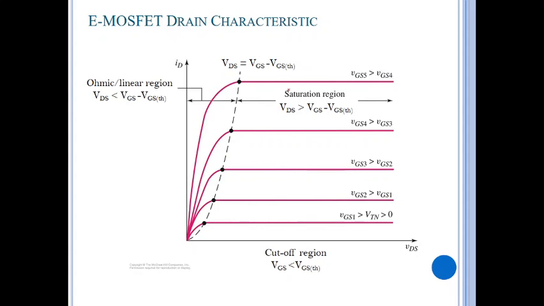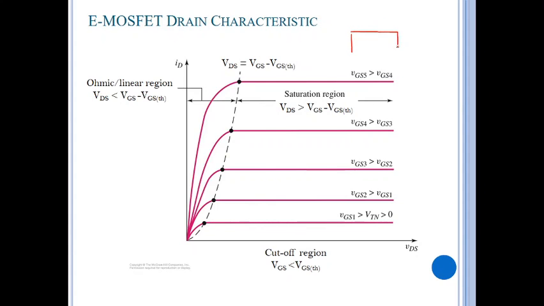Okay, next we discuss the current-voltage characteristic of the EMOSFET. The characteristic of the EMOSFET, we have two characteristics. The first characteristic is called the drain characteristic. For the drain characteristic, we vary the VDS voltage and we measure the drain current at a certain fixed gate voltage.